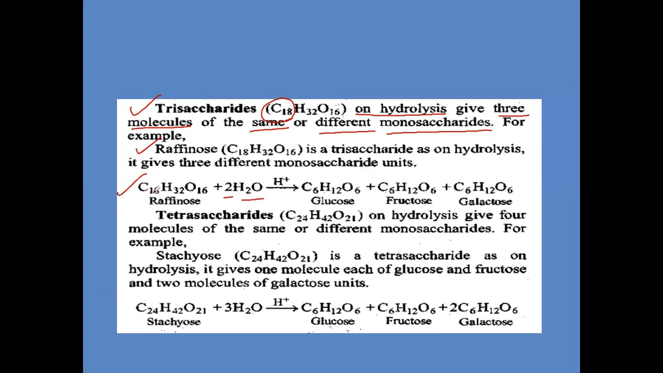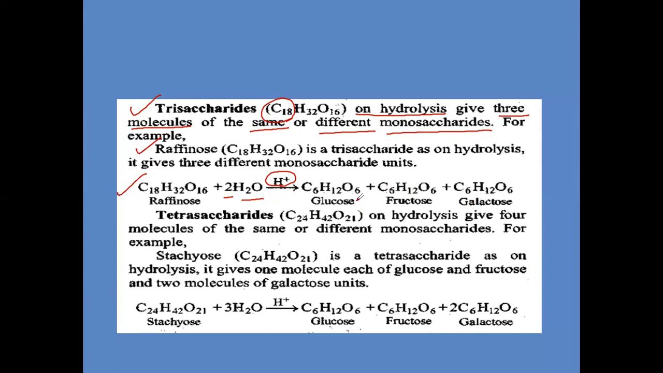So this raffinose is undergoing hydrolysis. Each trisaccharide requires how many water molecules? 2. Each disaccharide requires 1 H2O, and each trisaccharide requires 2 H2O, in the presence of which medium again? Acidic medium. The raffinose undergoes hydrolysis and gives what? Glucose, fructose, galactose. So 3 monosaccharides, 3 sugar units, are produced here. What are they? Glucose, fructose, and galactose.